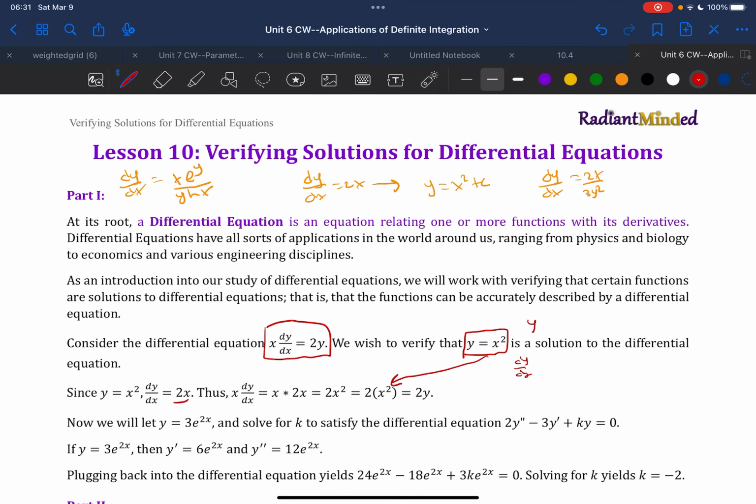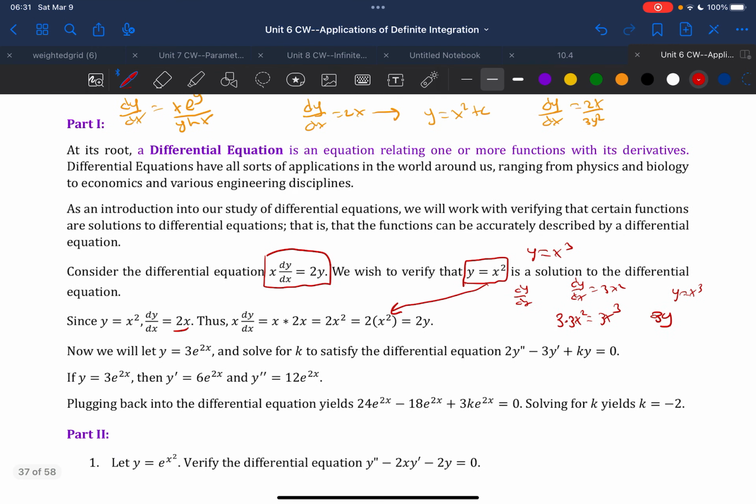Whereas if I said y equals x cubed, then dy/dx would be 3x squared. And if I plug that in, x times dy/dx would be x times 3x squared, which is 3x cubed. And since y is x cubed, 3x cubed would be 3y, not the 2y. So you can see that x cubed would not be a solution to this.